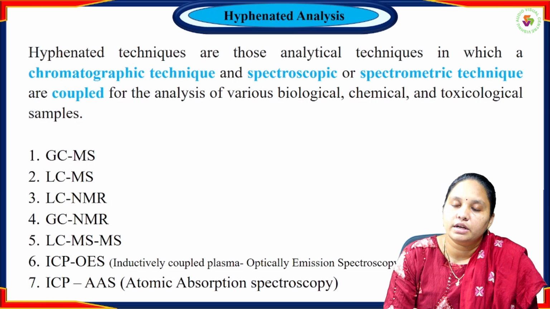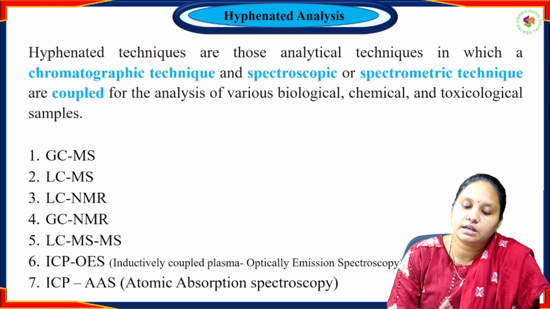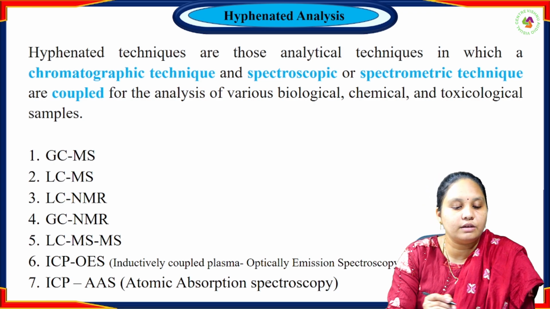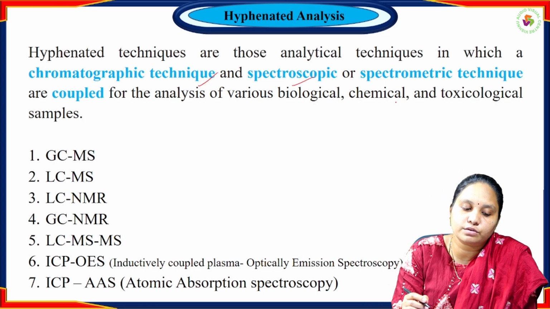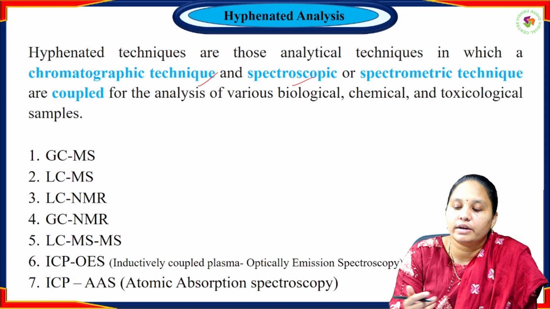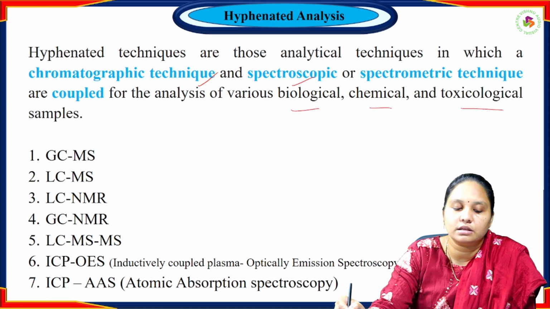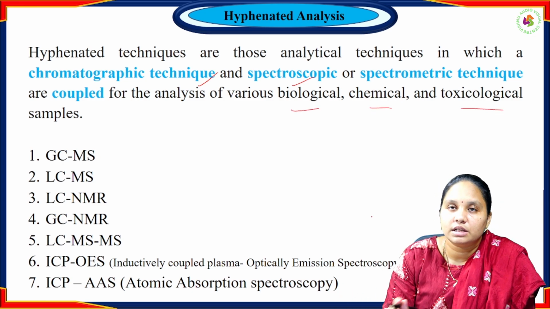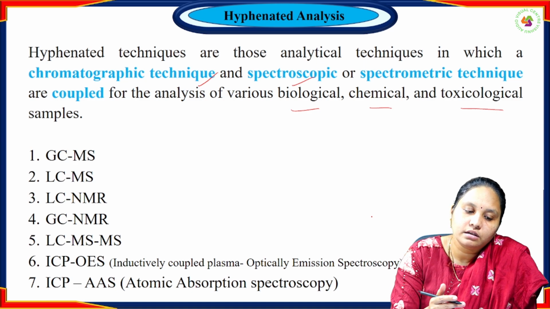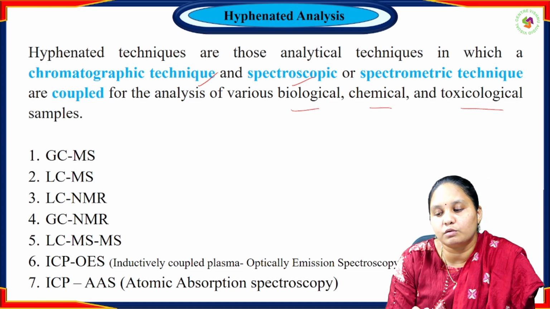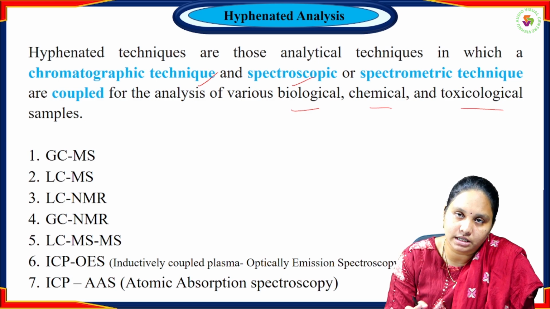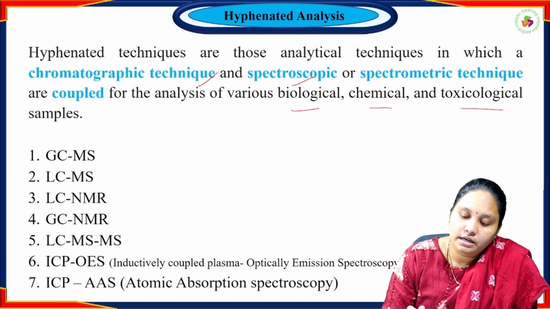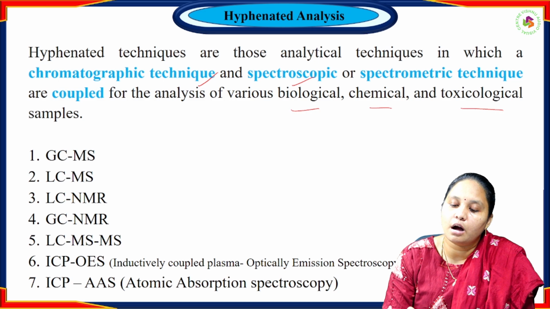Next one is hyphenated analysis techniques. These hyphenated techniques are analytical techniques in which a chromatographic technique and a spectroscopic technique are used together to analyze various biological samples, chemical samples, and toxicological samples. See, it is a mixed technique, using a chromatographic technique and a spectroscopic technique. By coupling two different analytical techniques, we are finding out the analyte in different compounds.